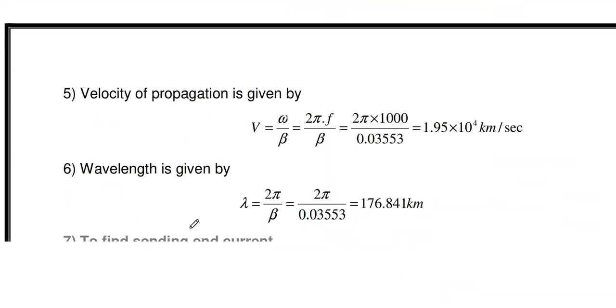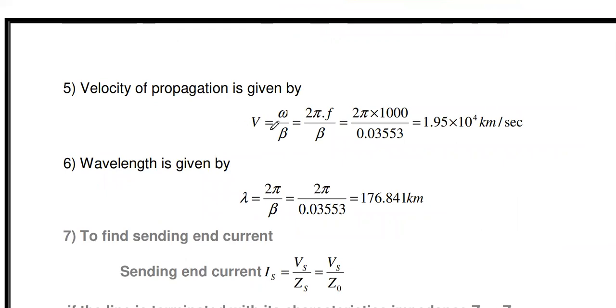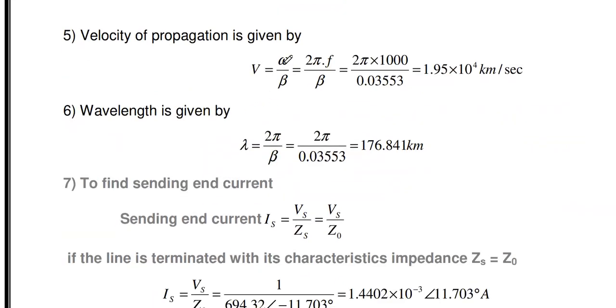And similarly, the next one, velocity of propagation. You know the formula, velocity V equals omega by beta, so 2 pi f by beta. Similarly, you substitute and find the answer 1.95 into 10 to the power 4 kilometer per second. Similarly, the wavelength is nothing but 2 pi by beta. So 2 pi by beta, you just substitute, 176.84 kilometer.